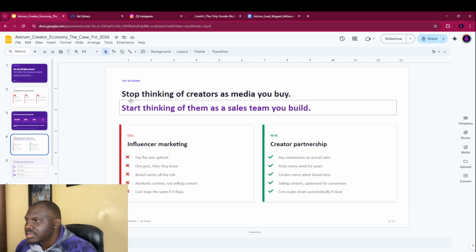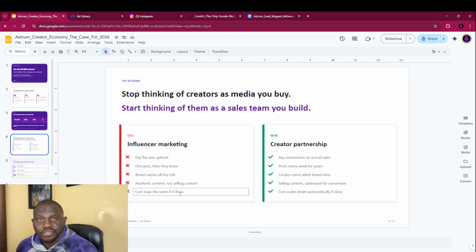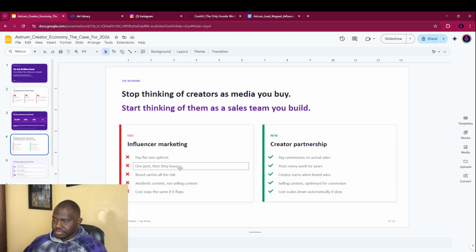So stop thinking of creators as media you buy. Start thinking of them as a sales team you build. The old influencer marketing: pay a flat rate upfront, one post, then they leave. The brand carries all the risk. Aesthetic content, not selling content. Cost stays the same even if it flops. Everything is against you. There's no leverage, all the risk is on you, so the old ways of doing things don't work anymore.